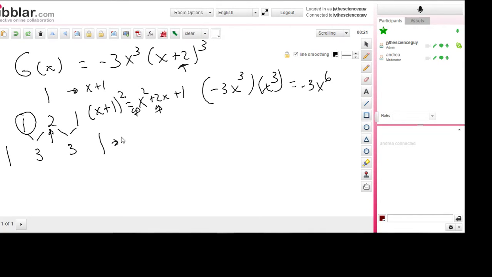So if I were to have x plus 1 cubed, then what I do is I'm going to write it out quickly because these are all the leading coefficients. So this would be x cubed plus 3x squared plus 3x plus 1. Do you see how these numbers here match the coefficients in the polynomial?